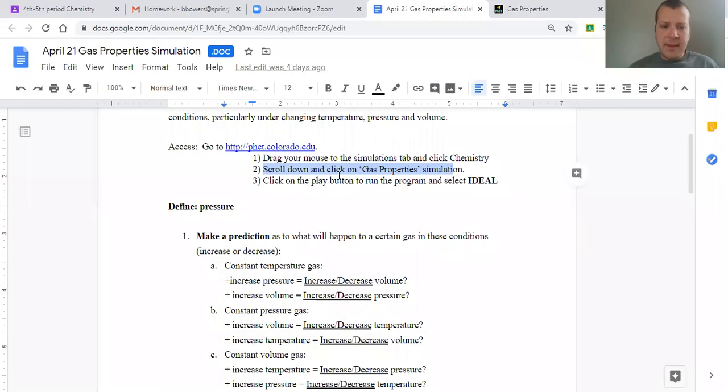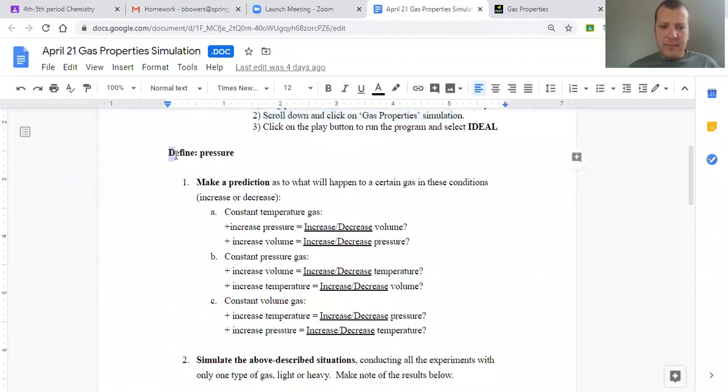The first step, define pressure. Just define what you think pressure is. The second step is make a prediction as to what you think will happen to a certain gas in these conditions. A prediction, this is our hypothesis. It's kind of just like a guess. We don't know. Some of you actually might know, but you're just making a prediction.